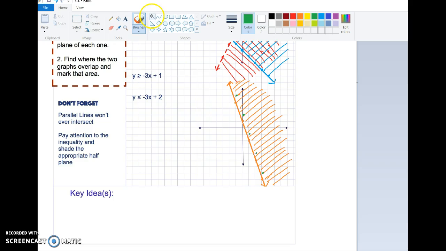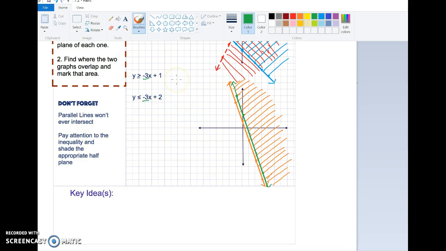All right, now I'm going to try to graph this line. And now I've gotten my line drawn. Again, it's a solid line. Notice how close it is to the orange line. They are not the same line, but there's something very special about these two lines. What is it? That's right. They are parallel lines. They have the same slope, don't they? Negative 3 and negative 3.